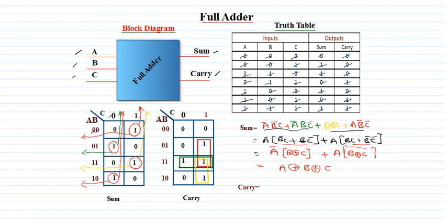Similarly, now we will work out the carry. When we look into the carry part, we have 3 different groups here. So if I write the equation for the red one first, this belongs to 2 different rows, and the common term is B. I can write here B, and this belongs to this column. Here the C value is 1, so I can simply write it as C.